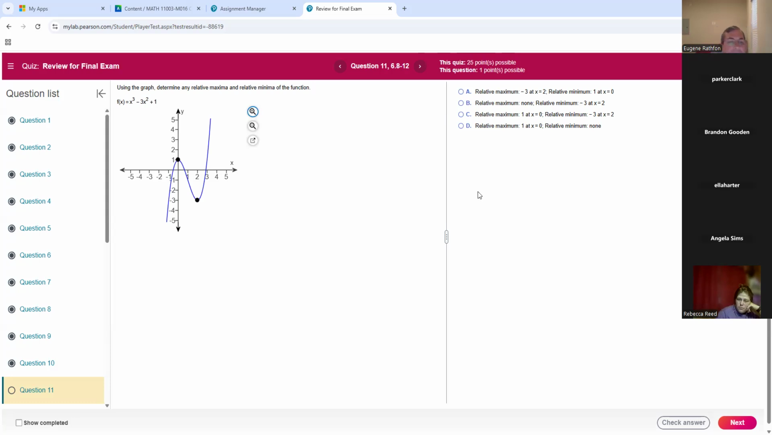Curtis, what you got, a C? So let's look. Yeah, because it's got a maximum of 1 at x equals 0. And then that relative minimum is a -3 at x equals 2. So good job, y'all. It is definitely C on that one.